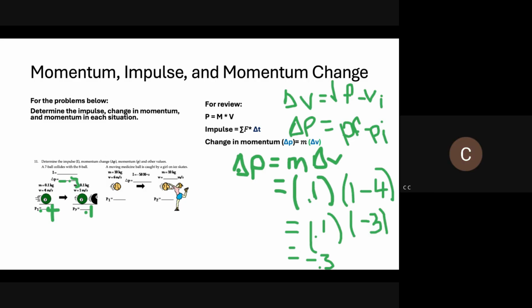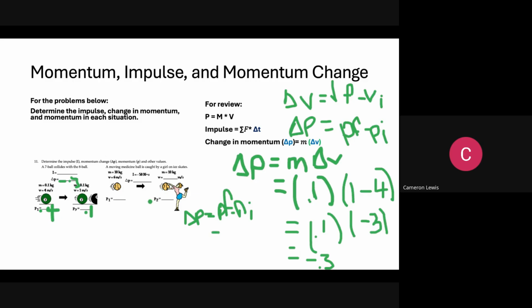Okay. So there's multiple ways to find a change in momentum, right? You can use the mass times change in velocity, or you could just find the individual momentums and just subtract them. That's what we have at the bottom, right? And how do we know that works? Because look, change in momentum is also equal to the final momentum subtracted by the initial momentum.